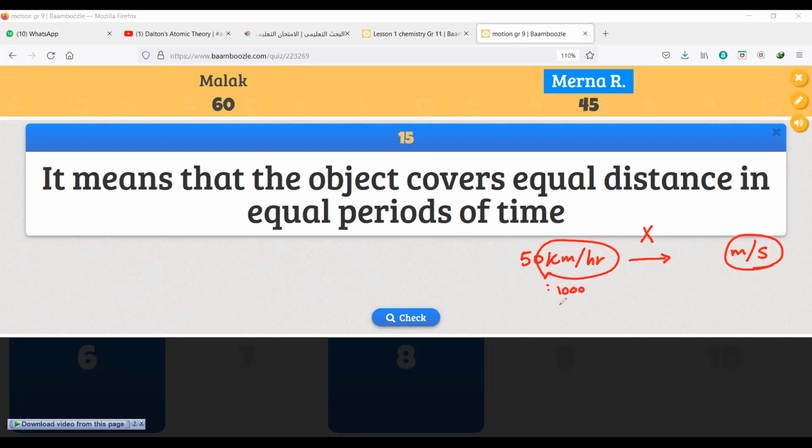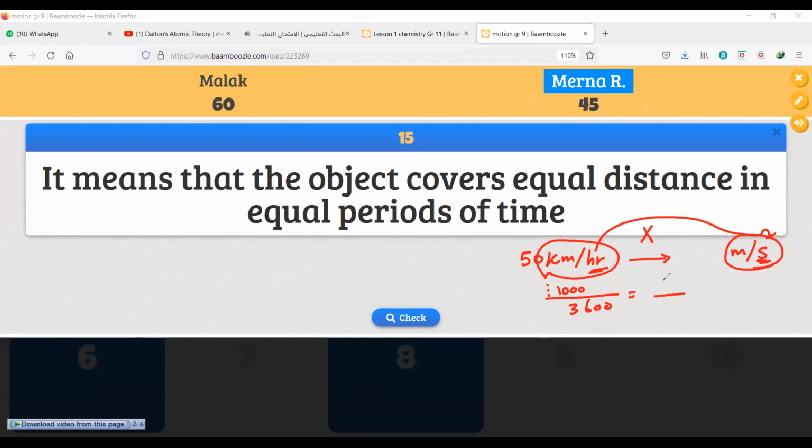Only 1,000? How about the hour to second? Teacher, we must do the seconds also. Yes, for sure. How can I change it from hour to second? Multiply by 3,600. So it will be 1,000 over 3,600. And we said that this number equals another number, a simpler form. What was it?